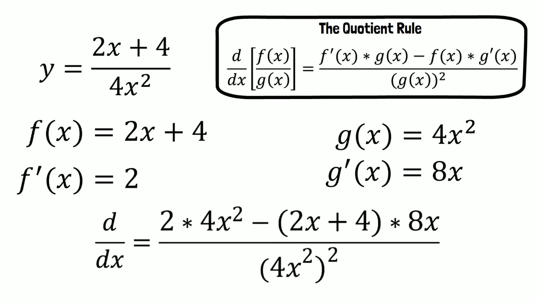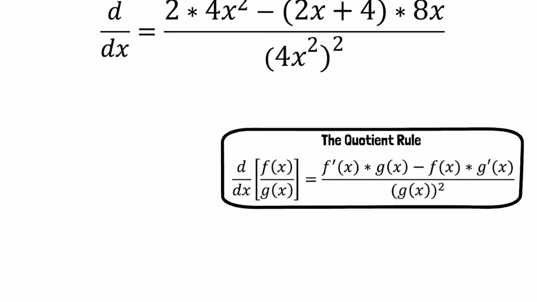This gives us 2 multiplied by 4x squared minus (2x plus 4) multiplied by 8x, which is then divided by (4x squared) squared. This is the final answer. Your professor is likely to ask you to simplify this further. We are not going to do that in this video, as it is not the purpose of this video, but feel free to simplify at home.